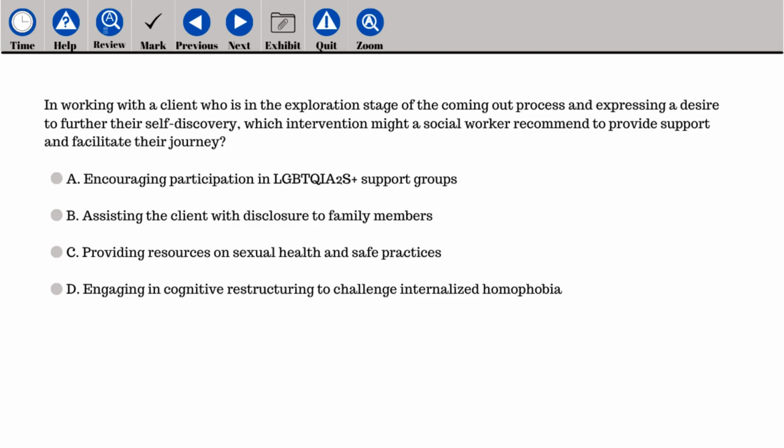In working with a client who is in the exploration stage of the coming out process and expressing a desire to further their self-discovery, which intervention might a social worker recommend to provide support and facilitate their journey? A. Encouraging participation in LGBTQIA2S+ support groups. B. Assisting the client with disclosure to family members, providing resources on sexual health and safe practices. D. Engaging in cognitive restructuring to challenge internalized homophobia.